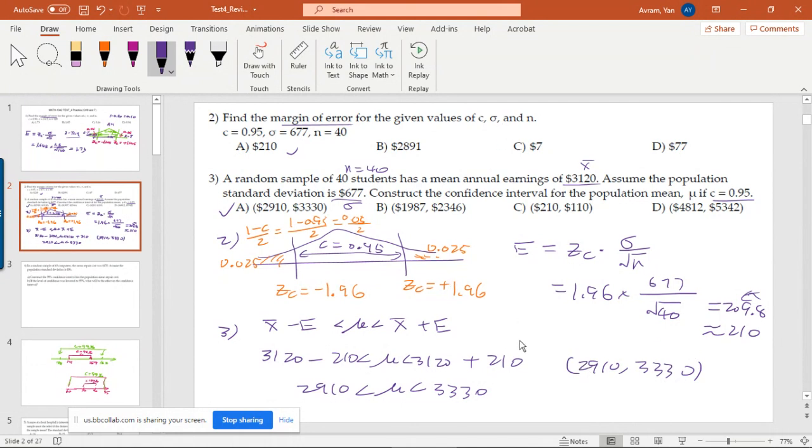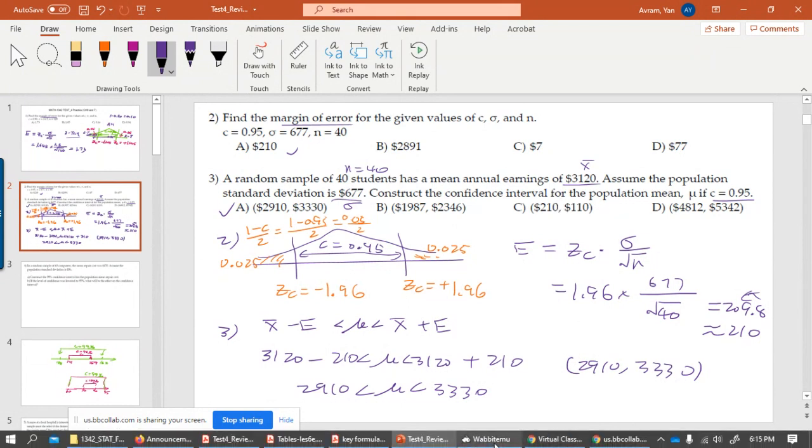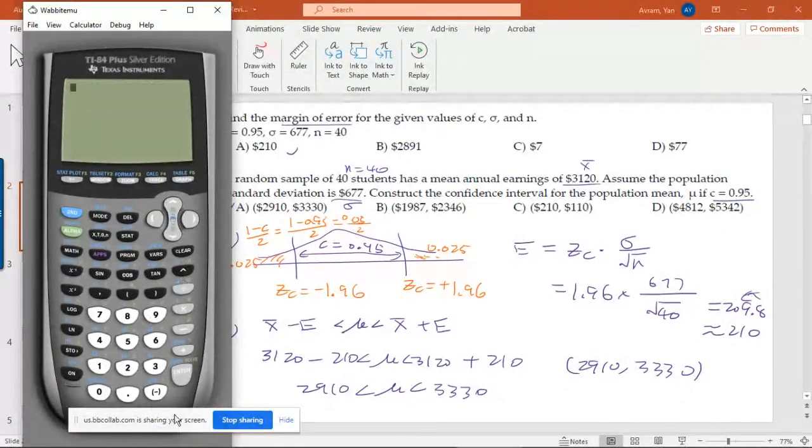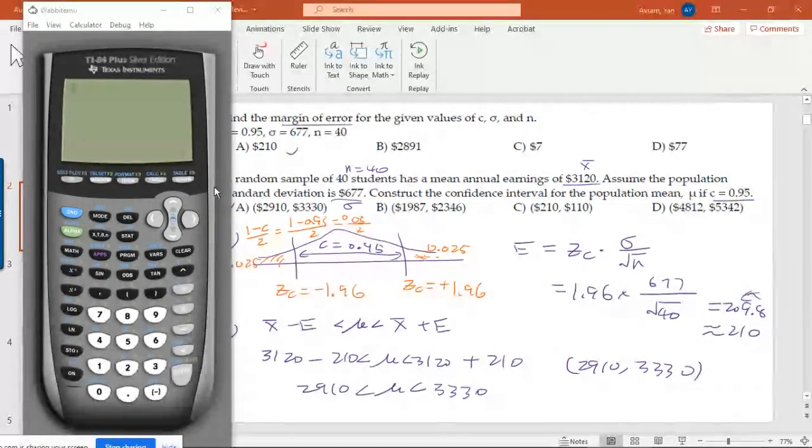If you know how to do these 3 questions, that is pretty much all for chapter 6. It might change a little bit, but basically this is about 90% of the concept for this chapter. I also want to show you how to use a calculator to find a confidence interval. If it doesn't ask you to find a margin of error, and we only ask for a confidence interval, you can use the calculator to find this, and that will make the calculation even easier.